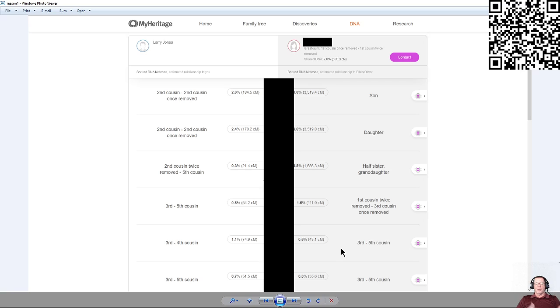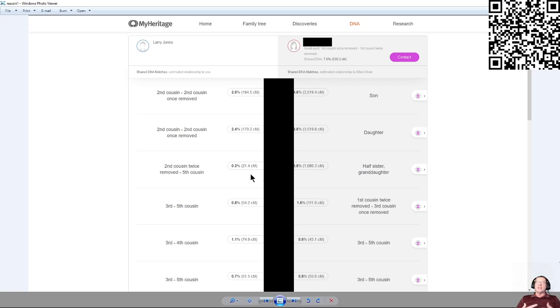But now, on the shared match list on MyHeritage, I get the advantage of true DNA triangulation. What does that mean? It means it's got the distance from me to my match person, but I also get it to the shared match. So here's my first shared match with that person. And so it shows my centimorgans at being 184, but it shows their centimorgans at being 3,519.4. And then here's 3,519.8. So here I'm a 170 match to them. Here they're a 1686. I'm 21.4.